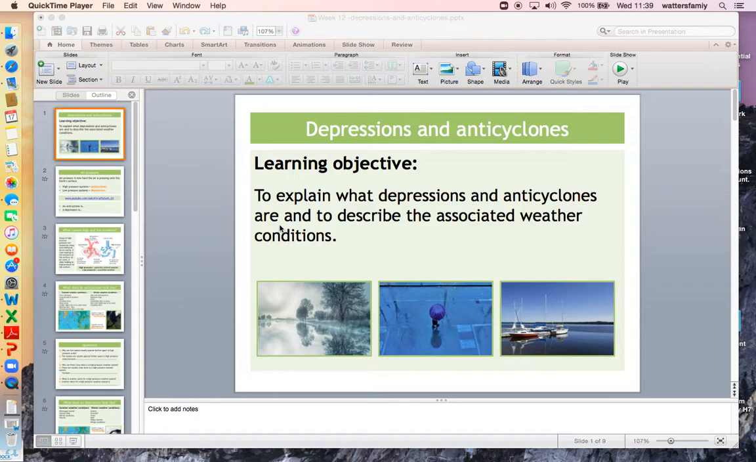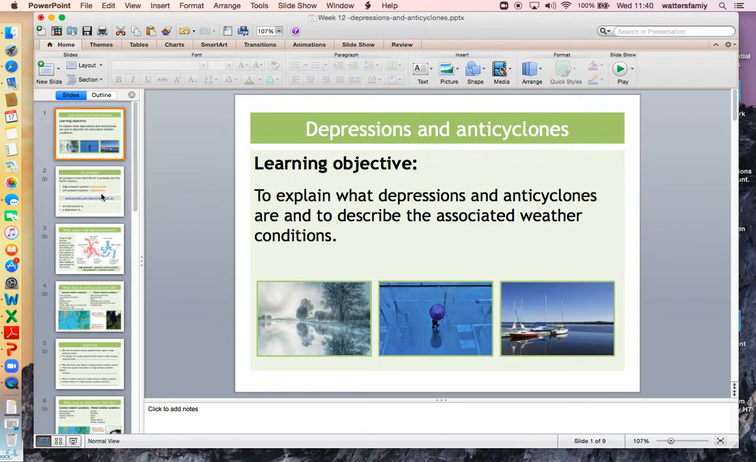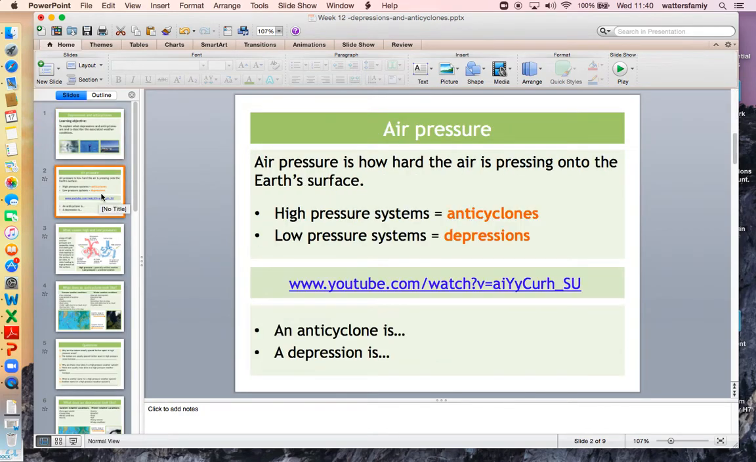Okay, so the first thing we're going to talk about is that there are two major weather system types that come to the British Isles. The first one is a depression, and the second one is an anticyclone. Now, what you need to do is click on with me and just watch what we're doing and understand that the key difference between them is that an anticyclone is a high pressure system and a low pressure system is a depression.